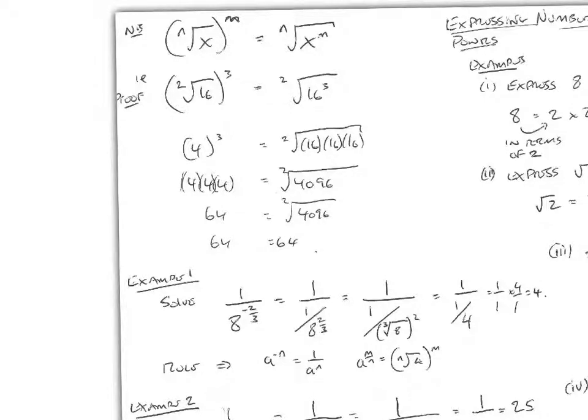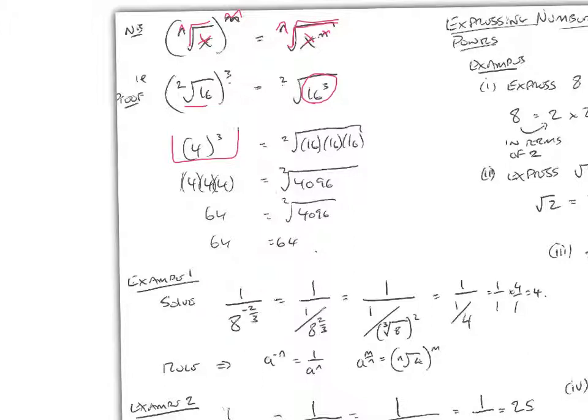Also worth noting that the nth root of x to the power of m is the same as the nth root of x, to the power of m, inside the square root. Okay, so the square root of 16 cubed is the same as the square root of 16, cubed. Let's prove it.